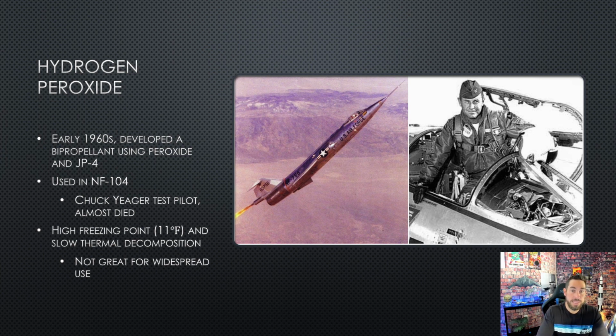Originally, in the 1960s here in the United States, it was developed as a biprop using peroxide plus JP4, which is jet fuel. It was used in the NF-104, so that's the NASA. Actually, I've got it right here. Yeah, so this is an F-104, but NASA used these as a test bed for this peroxide bipropellant. Peroxide plus JP4 is the bipropellant used in the rocket engines that supplemented it.